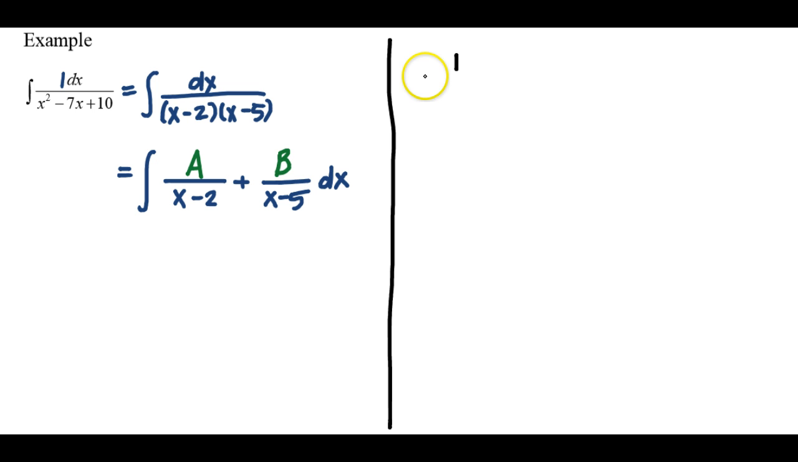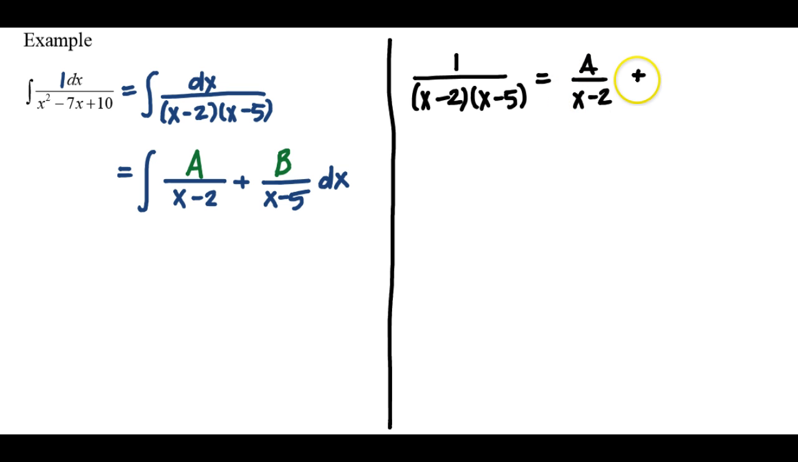Alright, so here's what I'm aiming for. What I need is for 1 over x minus 2 times x minus 5 to equal a over x minus 2 plus b over x minus 5. That's my goal. I need to find this a and this b. Well, on the right-hand side, if I want to force this to be one fraction, they would need common denominators. Well, the common denominator is just x minus 2 times x minus 5.